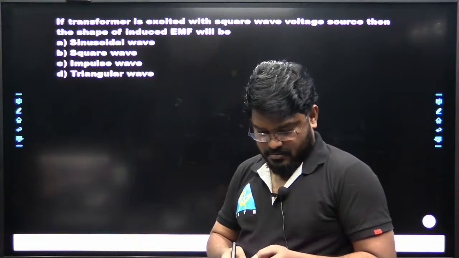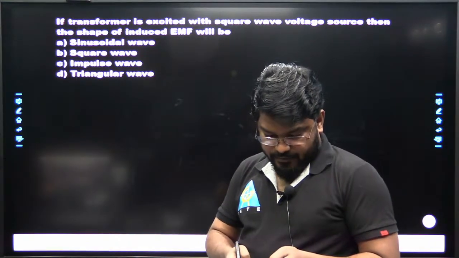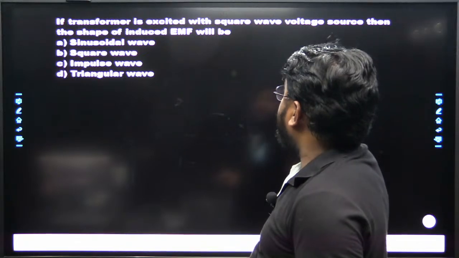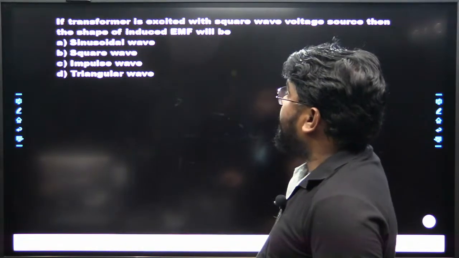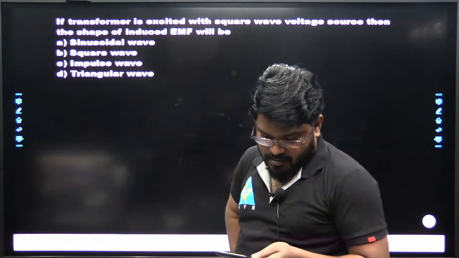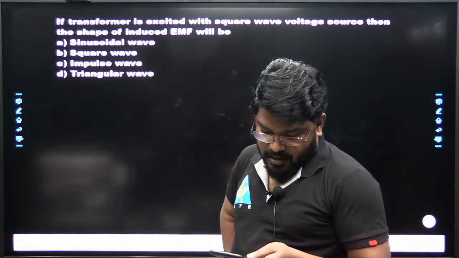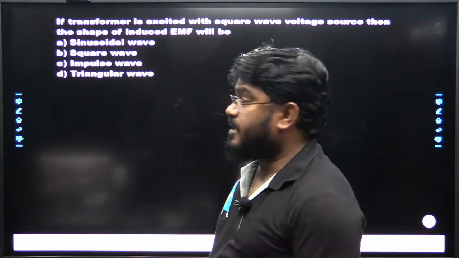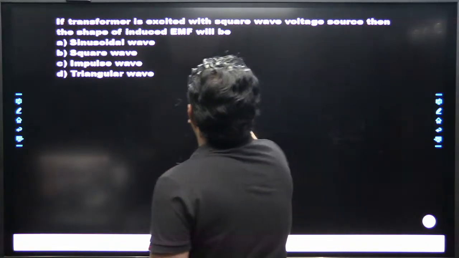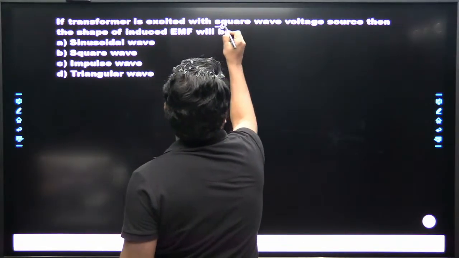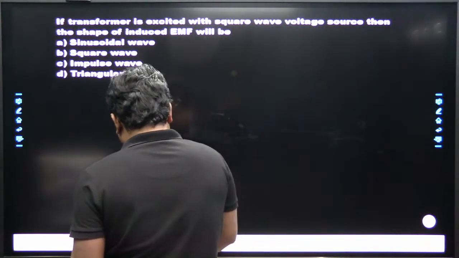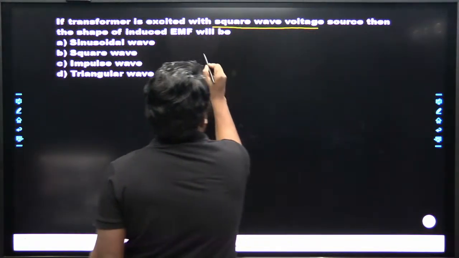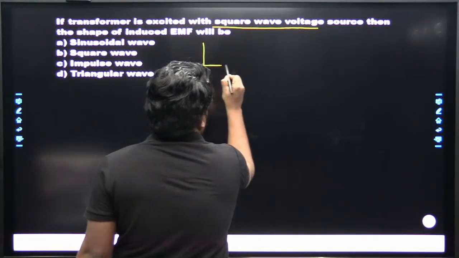Impulse wave. Okay. If a transformer is excited with a square wave voltage source, then what is the shape of the induced EMF? The given option C is an impulse wave. Let me check. When the transformer is excited with a square wave voltage source, the square wave is like this.